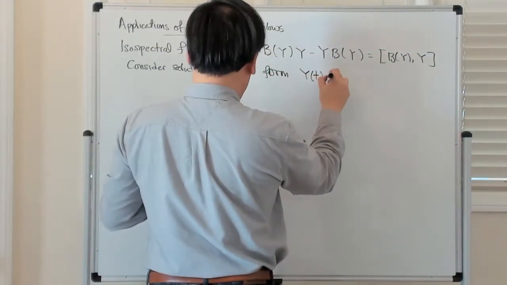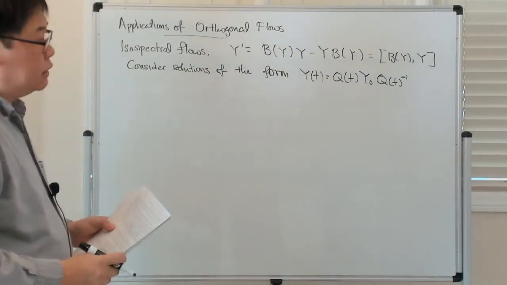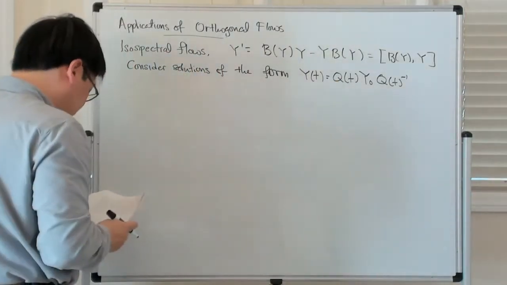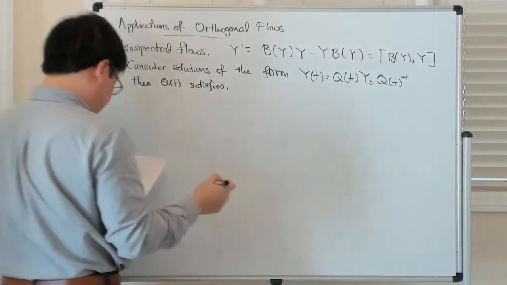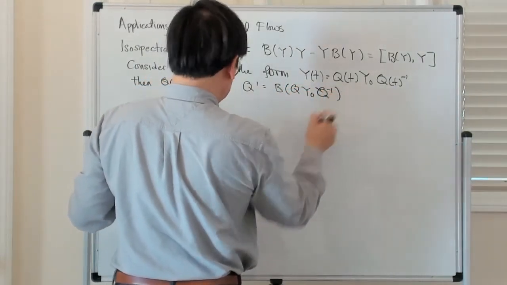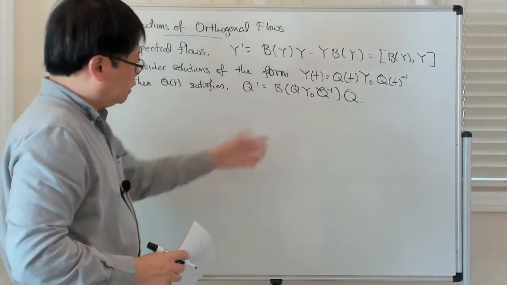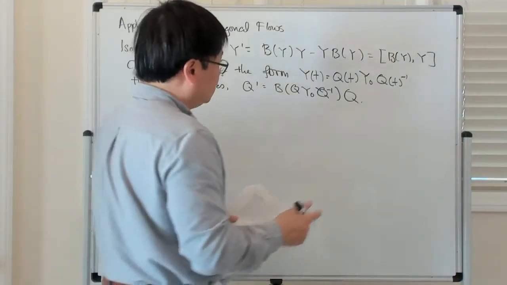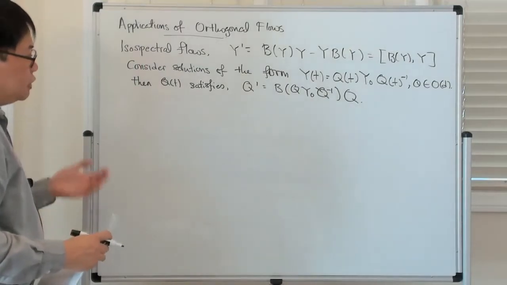y of t is equal to Q of t y0 Q of t inverse. In particular, that allows you to rewrite this differential equation into an equation which Q has to satisfy. Then Q of t satisfies the following equation: Q prime is equal to B(Q y0 Q inverse) times Q. But of course, B is a skew symmetric matrix, so Q prime equals B times Q has the form of an orthogonal flow. And I should have said that Q is orthogonal, Q is in O(d).